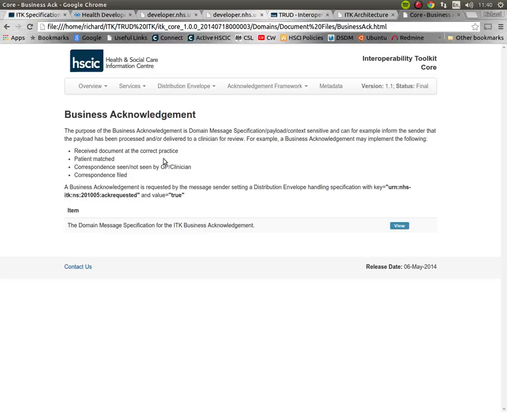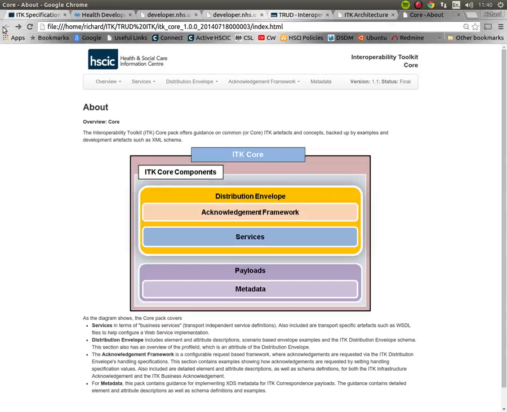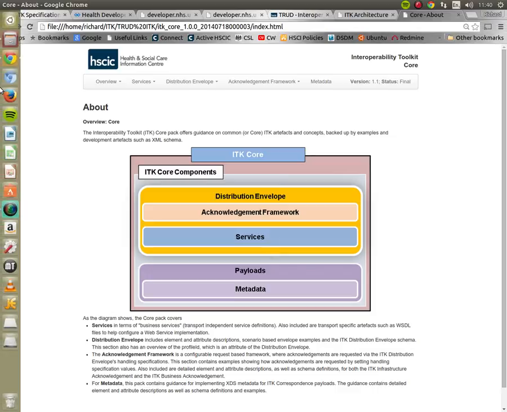So that's the core pack. There are some additional information here around the use of metadata. Again, to date, it hasn't really been implemented in any great numbers, but it does cover the information around building metadata related to payloads. So that's the core documents.